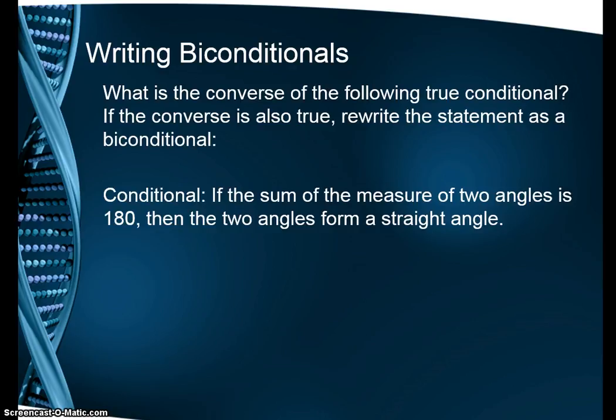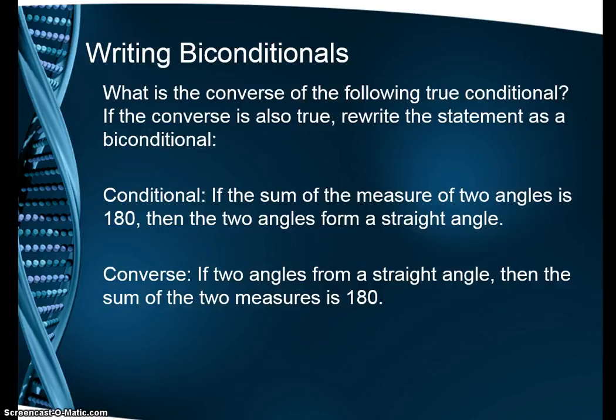Okay, so if we put two angles next to each other and they add up to 180, that's going to form a straight angle, and that's true. Because two angles next to each other, a straight angle is equal to 180. So the converse, if two angles form a straight angle, then the sum of the two measures is 180, and that is also true. If I had a straight line and I had two angles that are making up that straight angle there, then it has to add up to 180.